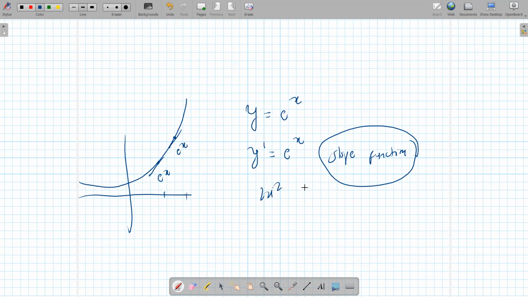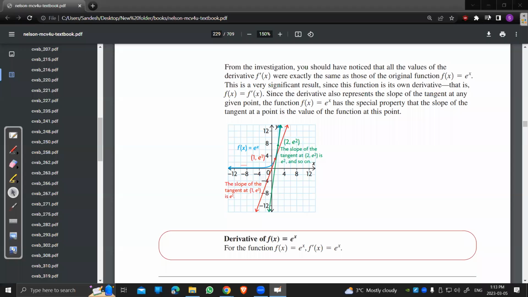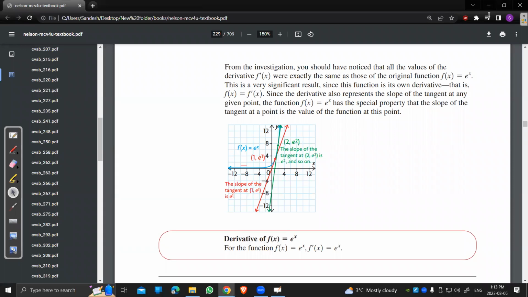Like 2x squared becomes 4x, right? Sine is going to become cosine. You'll see this later. But e to the x, the derivative, is itself. That's what it says right here. F of x is e to the x, and the derivative is e to the x as well.